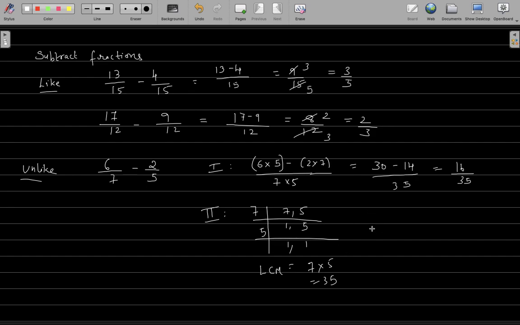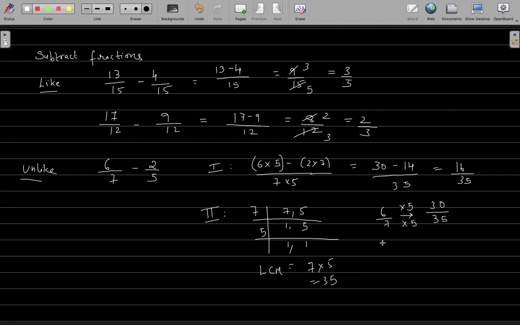Well, because we got an LCM, we will convert 6 by 7 into something where the denominator is 35. When do you get 35? That is the LCM here. You get it when you multiply 7 by 5 gives you 35. Similarly, I want to multiply numerator also. This will give you 30 by 35.